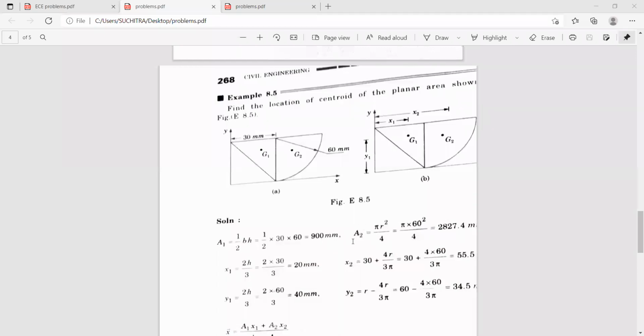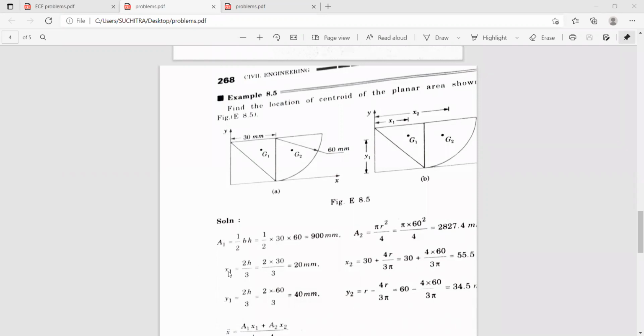And A2 is nothing but the area of the quarter circle, that is pi r square by 4. So it is 2827.4 millimeters square. So then you can find out the sigma A. Sigma A is nothing but A1 plus A2. Now you have to find the coordinate distances, that is x1, x2, y1, y2.